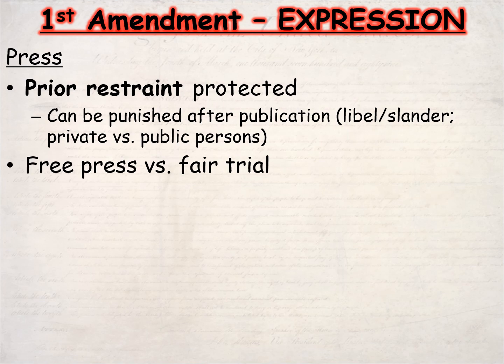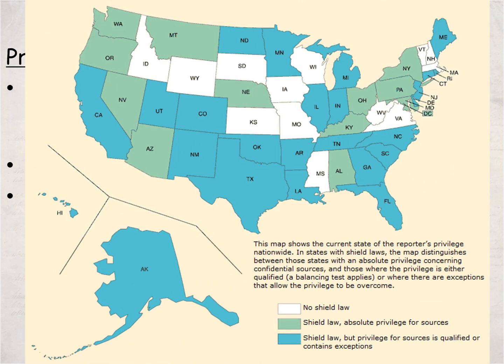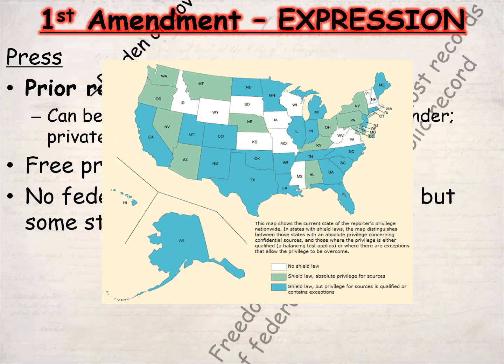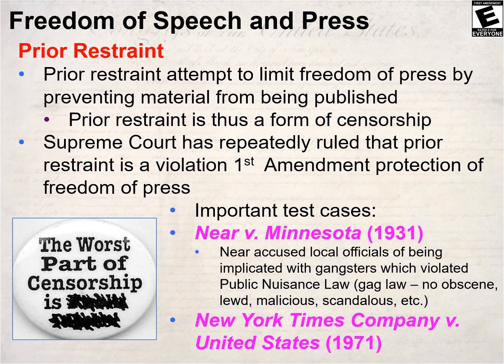And we have free press versus fair trial. Interestingly enough, there are no federal shield laws for reporters. Some states have passed them to where they have to expose who gave them information. And this just shows you the current state of reporters' privileges nationwide. Some states do have shield laws, others don't. So the burden is on the government to say why withholding information is not okay. Okay.